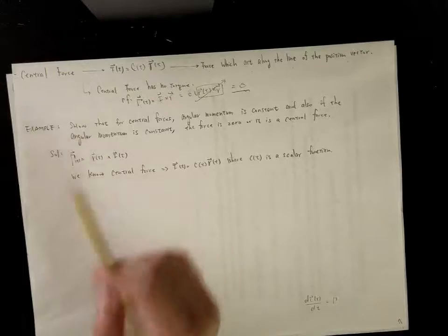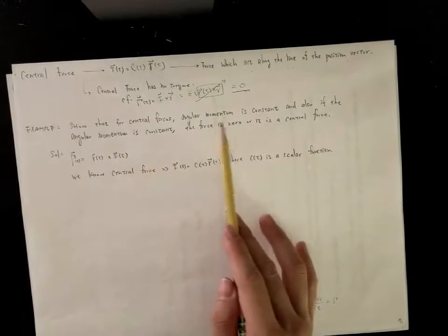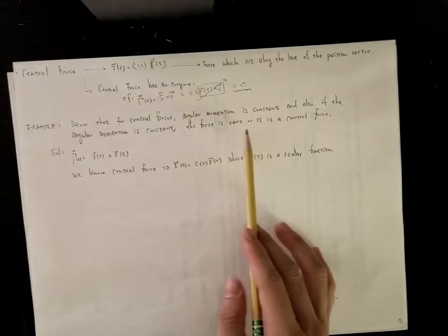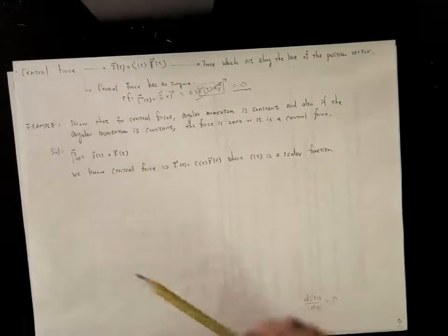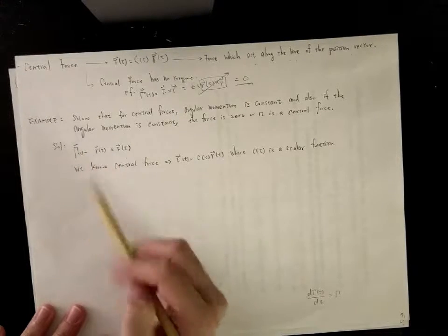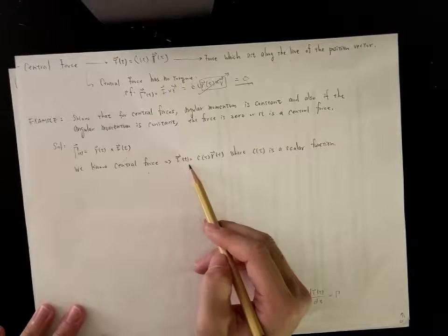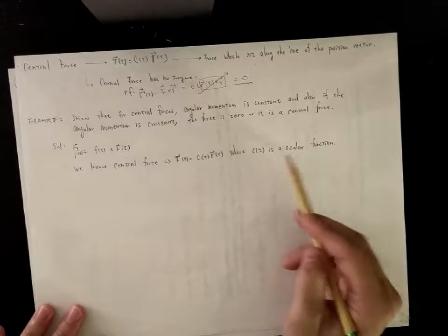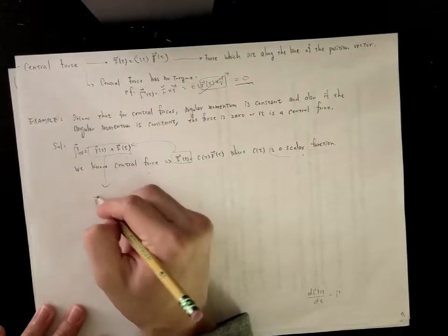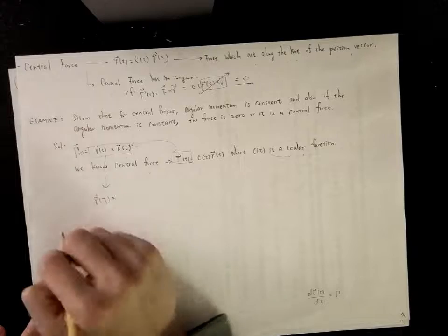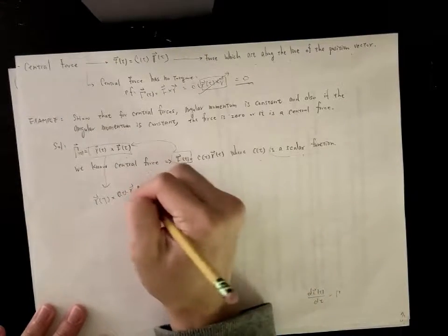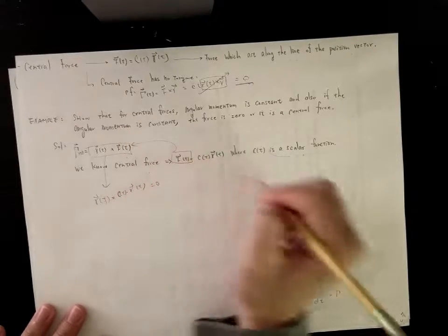And here's a little example. For central forces, angular momentum is constant. And also if the angular momentum is constant, the force is 0, or it is a central force. How do we prove that? Torque equals R of t cross F of t. And we know central force is F of t equals C of t R of t, where C of t is a scalar multiplication. So we put this back in, and we do the calculations. R of t cross C of t R of t. This thing will be 0.